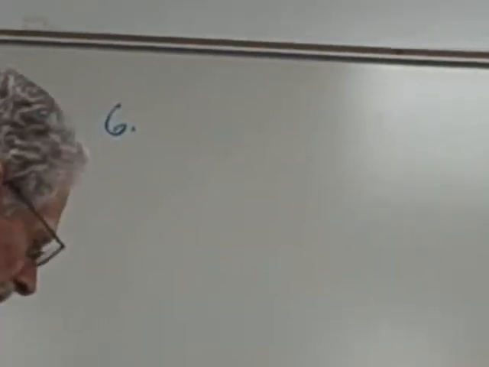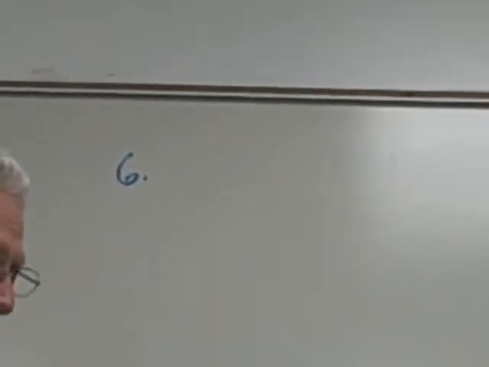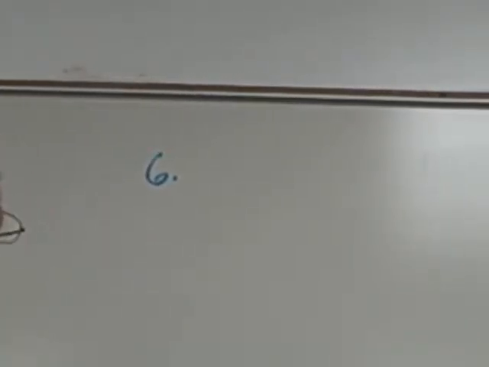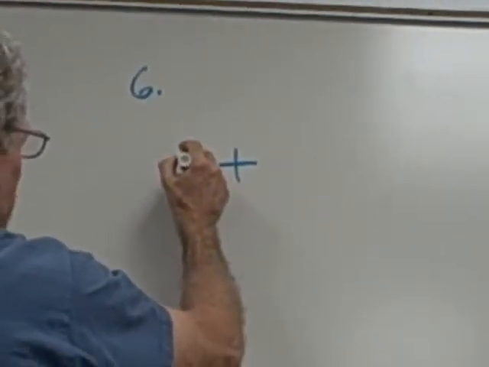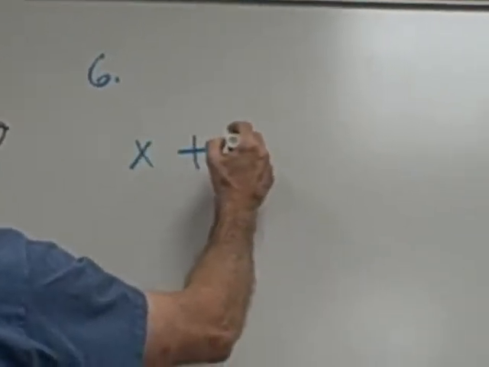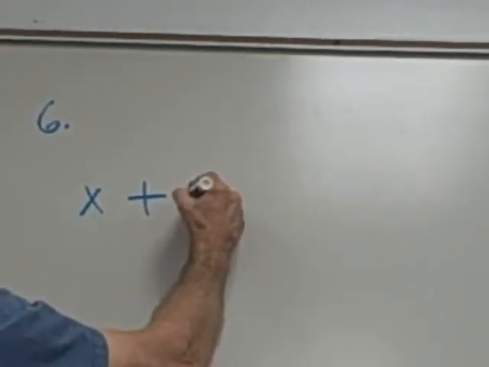Okay, I'm going to go to problem 6. I'm trying to pick the most important problems. It says the sum of a number and 4. What does sum mean? And a number would be what? x. And the sum of a number and 4? x plus 4.